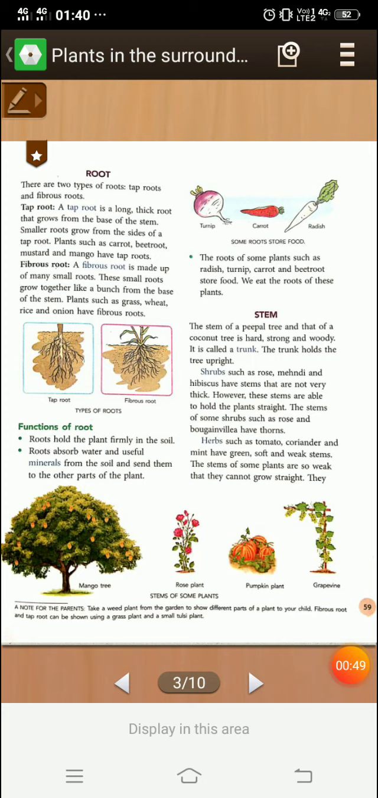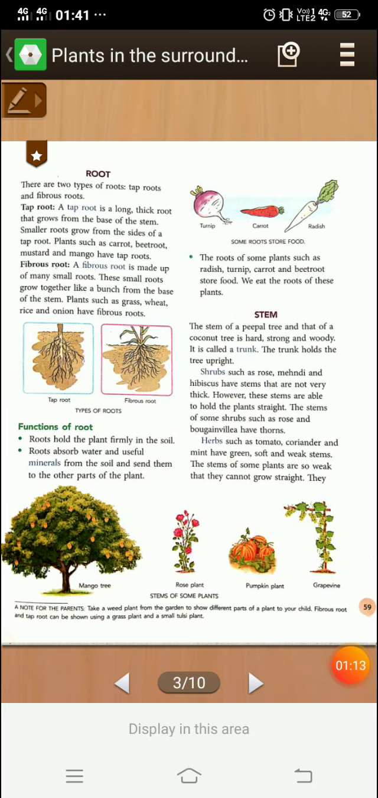Now basically there are two types of root. First is the tap root and second one is the fibrous root. Now there is a basic difference between tap root and fibrous root. A tap root is a long thin root that grows from the base of the stem. Smaller roots arise from the sides of the tap root. Plants such as carrot, beetroot, mustard and mango all have tap roots.